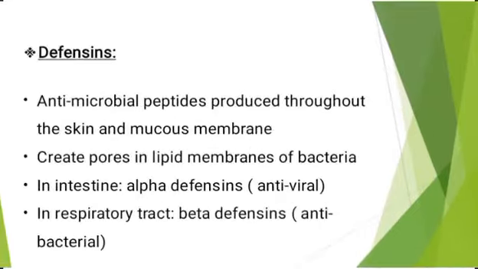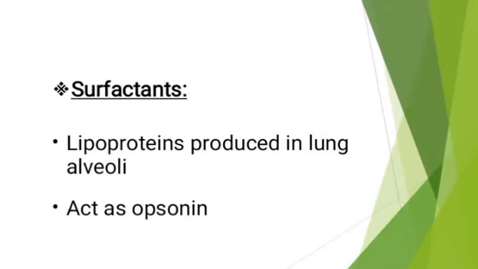Number 3. Defensins. Defensins are antimicrobial peptides produced throughout the skin and mucous membrane. They create pores in the lipid membranes of bacteria. In the intestine, alpha defensins are present. These alpha defensins are antiviral. In the respiratory tract, beta defensins are present, which are antibacterial. Number 4. Surfactants. Surfactants are lipoproteins produced in lung alveoli. They act as opsonins, meaning they help in phagocytosis.